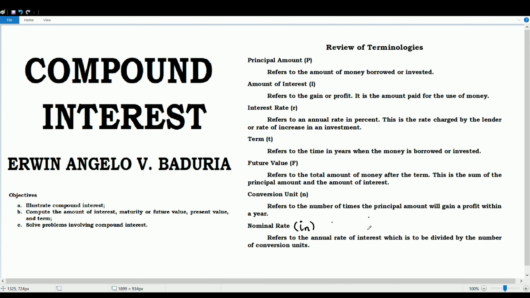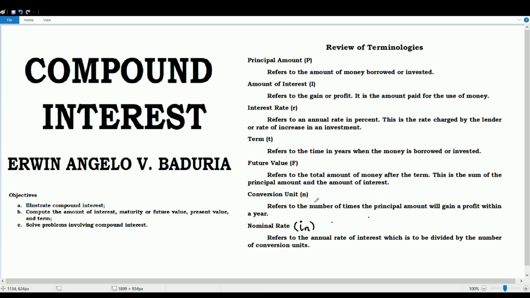Just like what we did in our previous video lesson, let us define first the terminologies to be used in this discussion. First is the principal amount, denoted by uppercase letter P, which is the amount of money borrowed or invested. Amount of interest is I, that is the gain or the profit. The interest rate is the rate charged by the lender or rate of increase in an investment. Term T is the time in years when the money is borrowed or invested. The future value is the sum of the principal amount and the amount of interest.